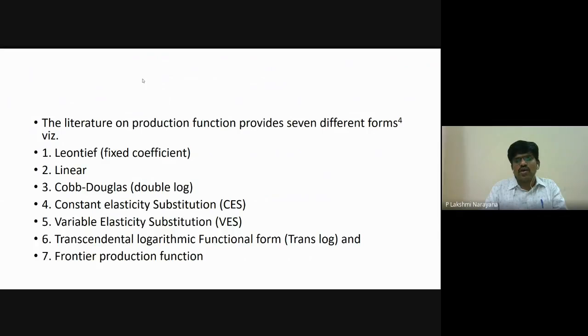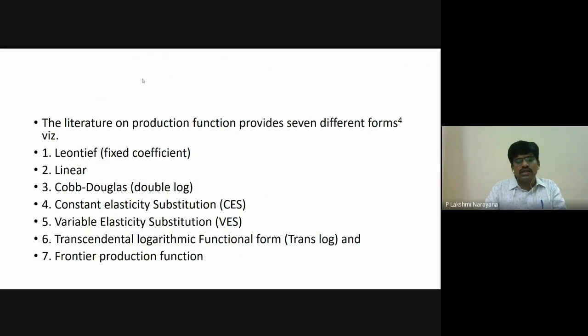Fourth one is constant elasticity of substitution, CES production function. Fifth one is variable elasticity of substitution, VES production function. Sixth one is transcendental logarithmic functional form, also called translog. And seventh, the latest production function, is frontier production function. So based on the literature, so far there are 7 production functions.